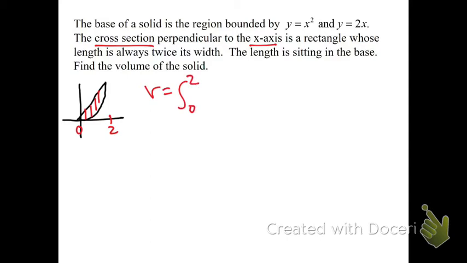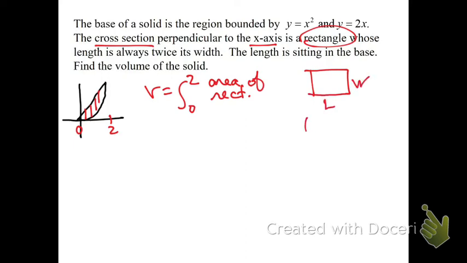However, the shape that's coming out of that base is a rectangle, and the area of a rectangle is length times width. So we're going to have to find the area of the rectangle. Well, it says the length is always twice the width, and the length is what's sitting in the base. So sitting in the base from here to here is the length.